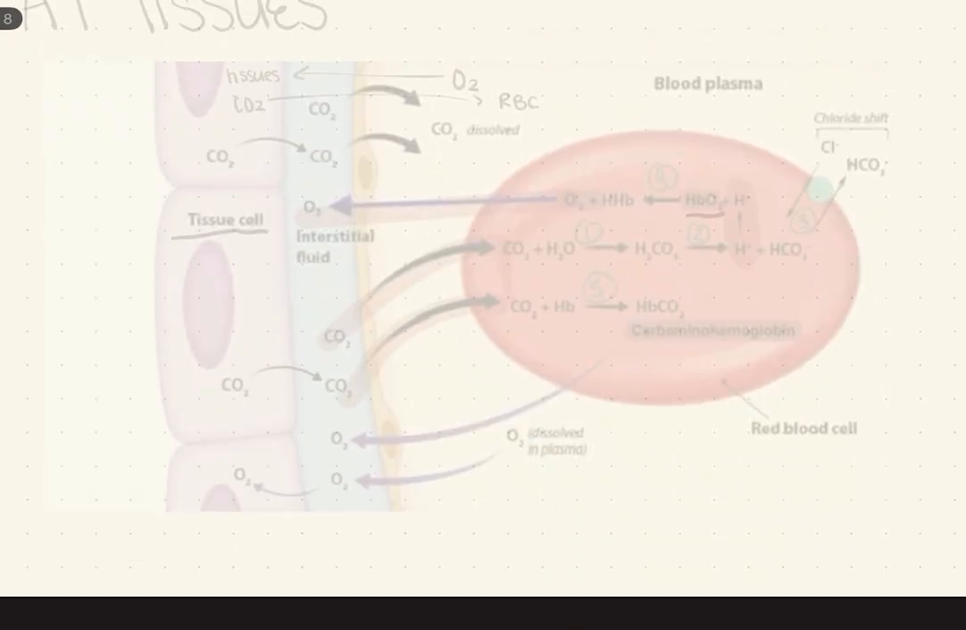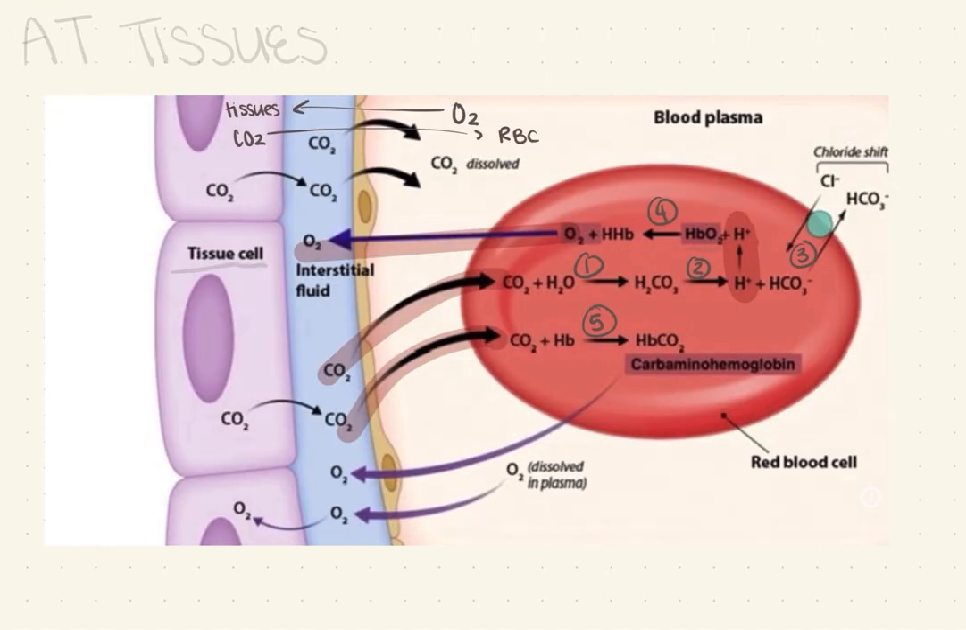Now we're going to look at gas exchange at the tissues, which is basically going to be the same 5 steps, just the process is reversed. Here we want oxygen to be moved into the tissues to be eventually circulated and be used up. And then carbon dioxide will be moved into the red blood cell to be sent to the lungs to be breathed out whenever we exhale.